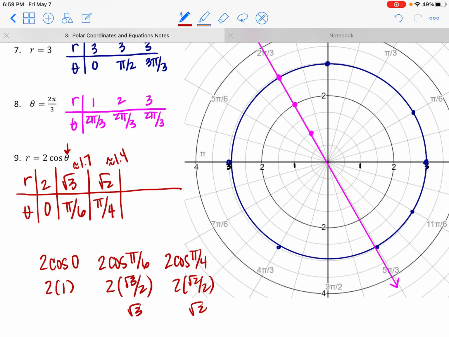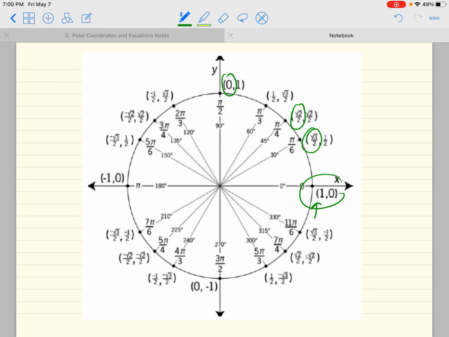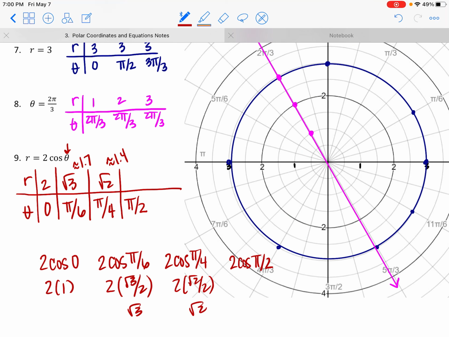And then let's jump to pi over 2. And I don't know how many of these you want to do, but I think you'll kind of get the idea of what's going to happen here. At pi over 2, so 2 times cosine of pi over 2, sorry, wrong thing. Pi over 2, our cosine is 0. So that's 2 times 0, which is just going to be 0.